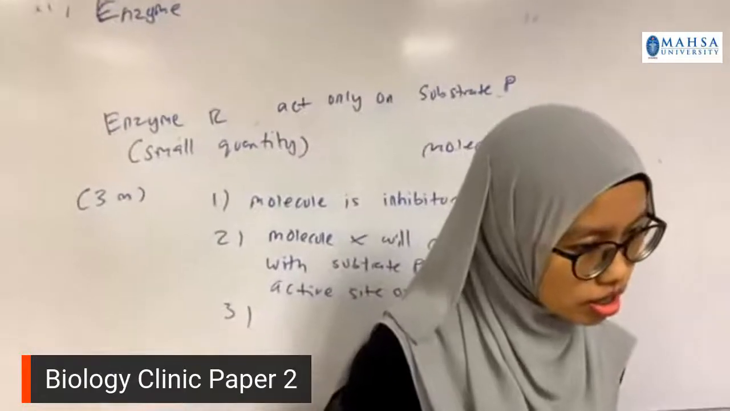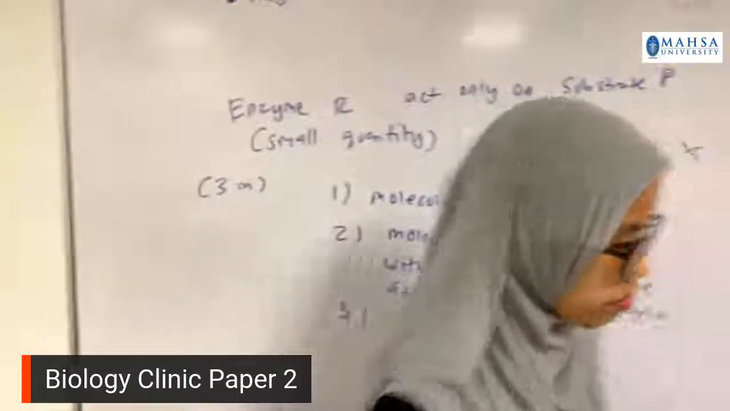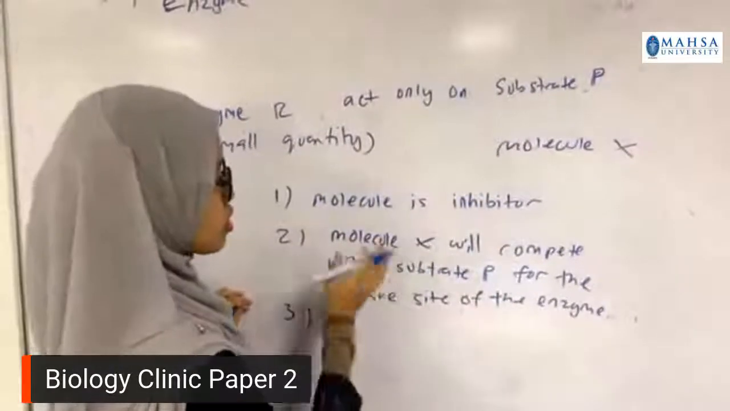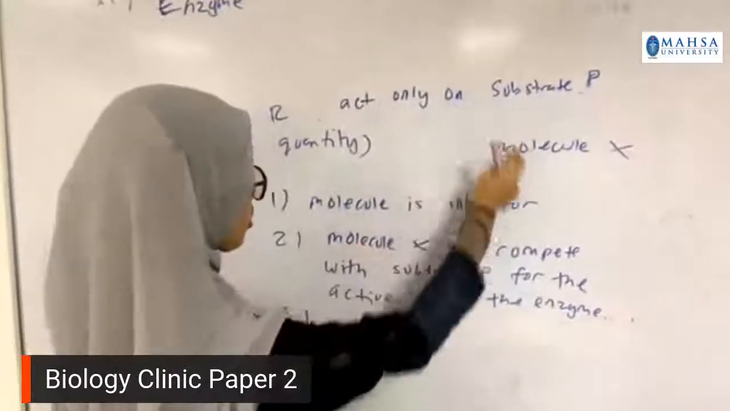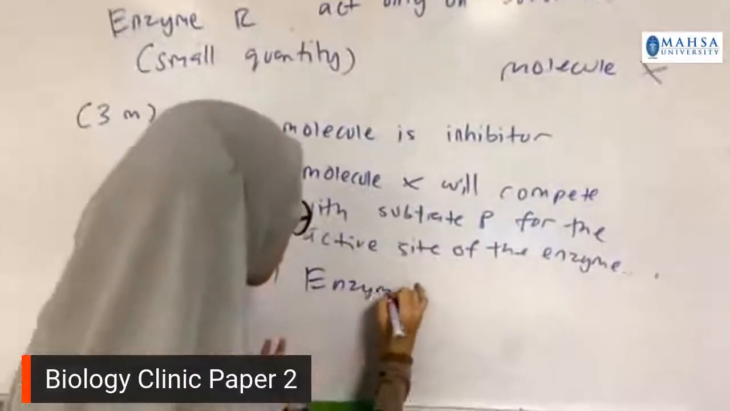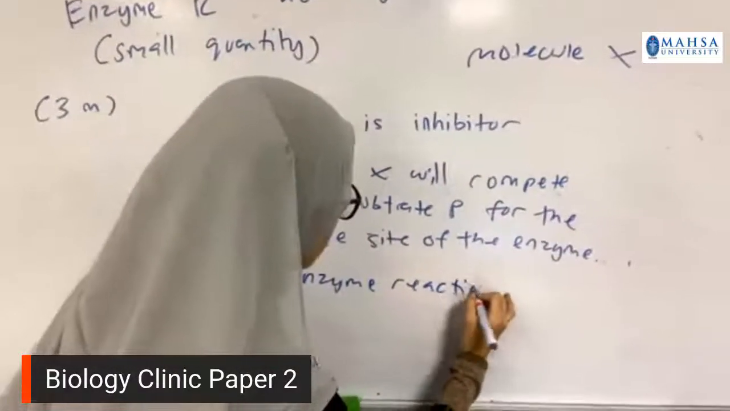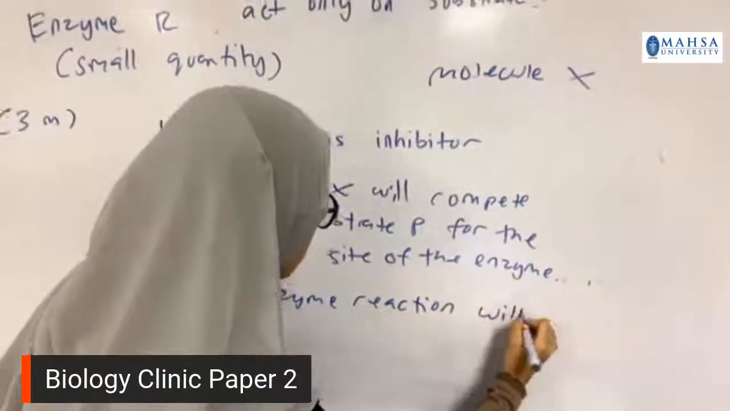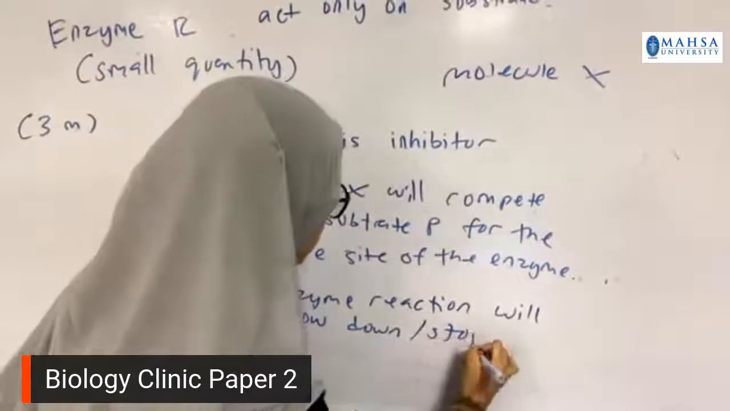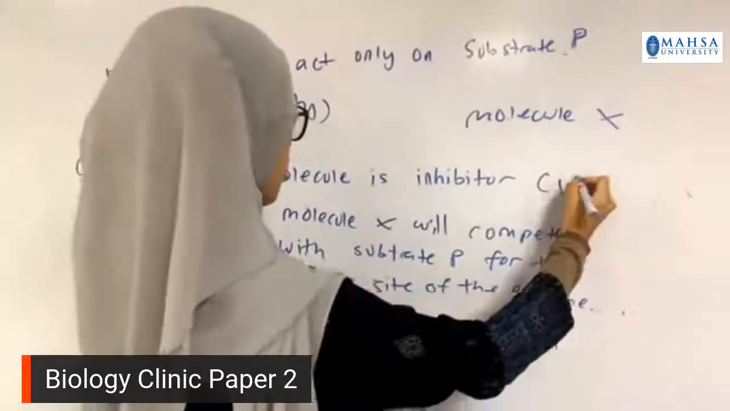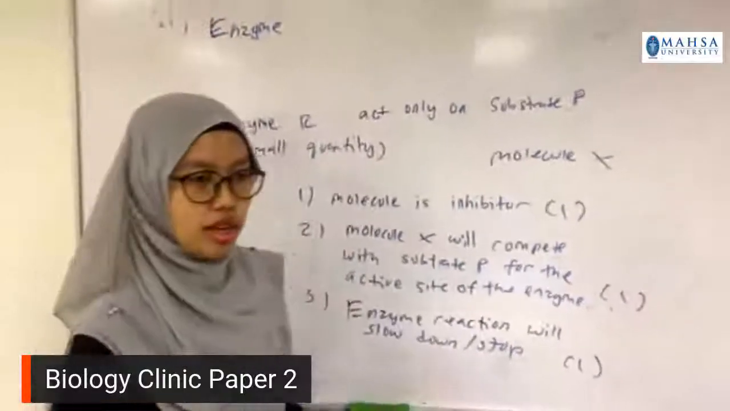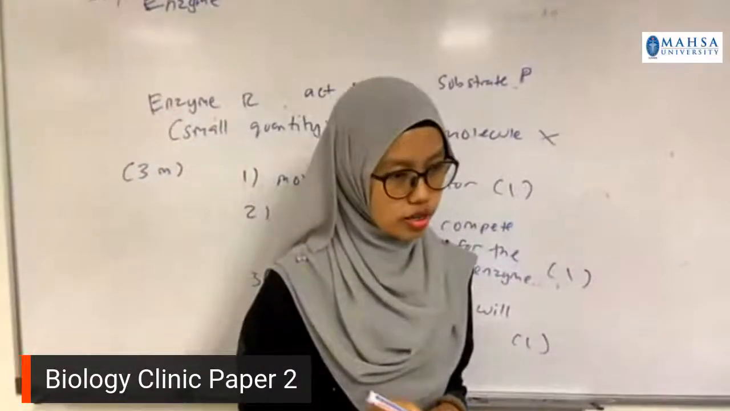Can you repeat this question once again? How does the presence of molecule X affect the reaction of enzyme R? Molecule X is the inhibitor, so it will compete with the substrate for the active site, and then the enzyme reaction will slow down or stop. This is how you can get the marks: 1 mark for this, 1 mark for this, and 1 mark for this one. Do you have any other questions?